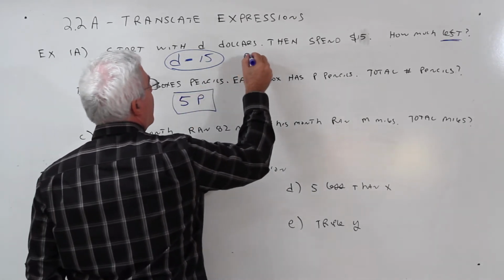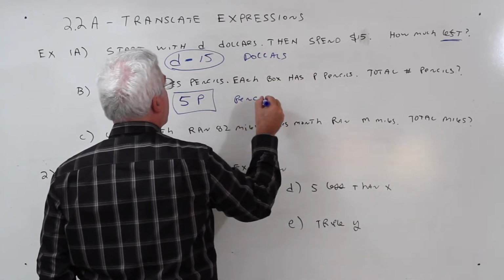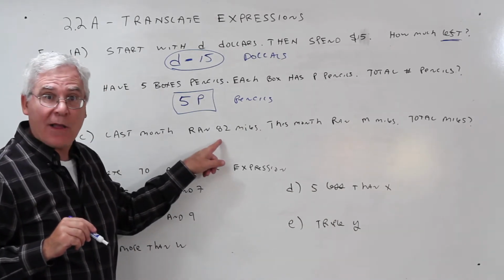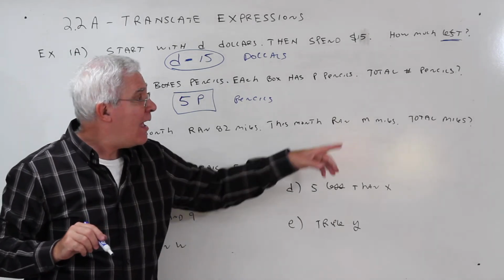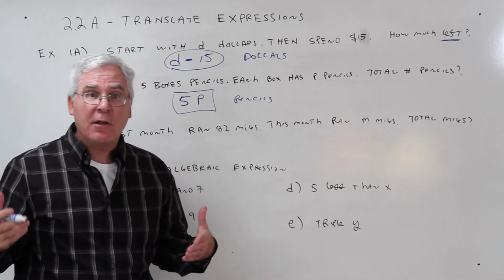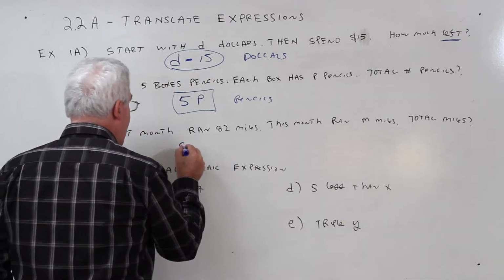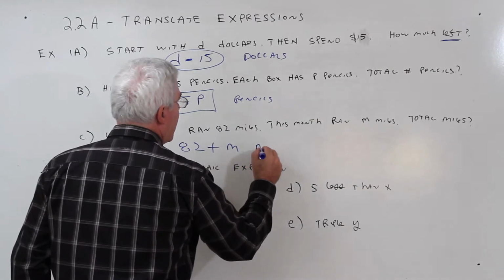And again, if I wanted to put units, this would be dollars and this would be pencils. Last month, you ran 82 miles. This month, you ran M miles. How many total miles did you run? Well, last month plus this month. So 82 plus M, and that would be in miles.